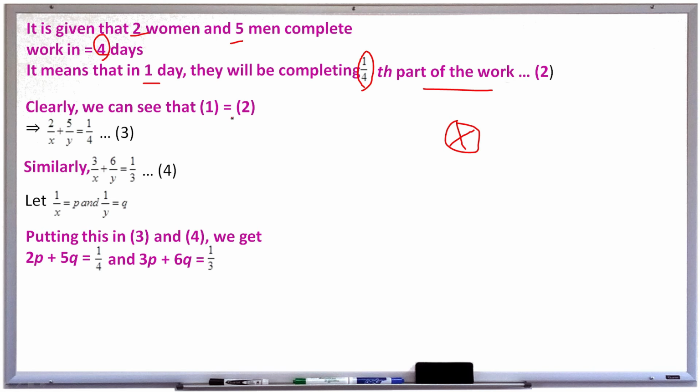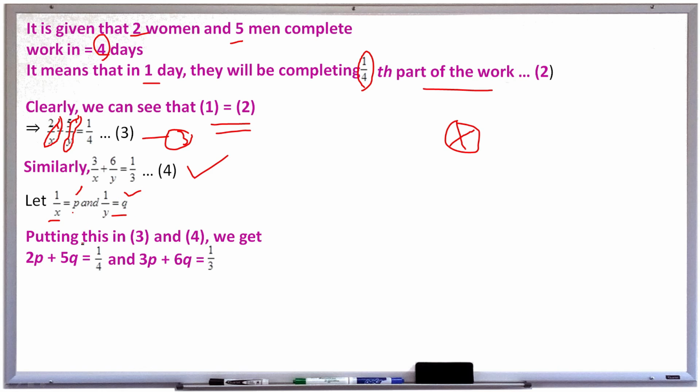Clearly we can say that equation number 1 and 2 are the same. Now 2 by x plus 5 by y is equal to 1 by 4, equation number 3. Similarly 3 by x plus 6 by y is equal to 1 by 3, equation number 4. Now here you can consider reducing the terms: 1 by x you can take as p, and 1 by y as q. So 1 by x is equal to p, 1 by y is equal to q.